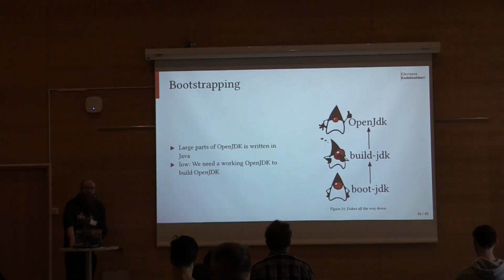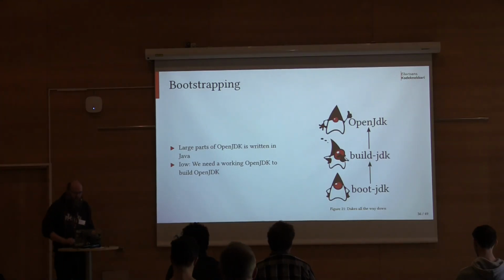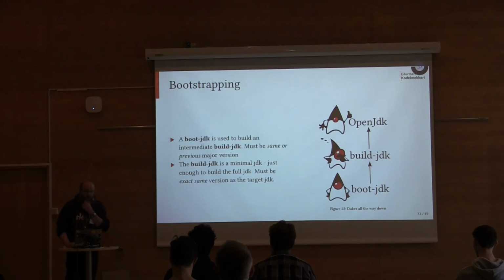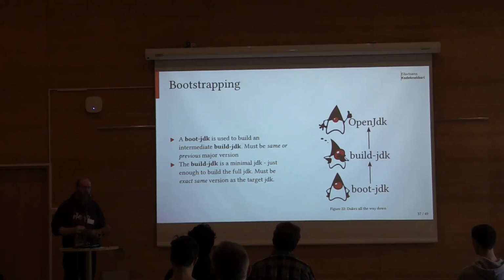I mentioned that OpenJDK is written largely in Java, which means you need a working OpenJDK to build the OpenJDK. And that's what we call a boot JDK. The boot JDK needs to be a JDK that's either the same version or the version before the one you're trying to build. So if you already have JDK 25 installed, you can use that to build JDK 26, for example.